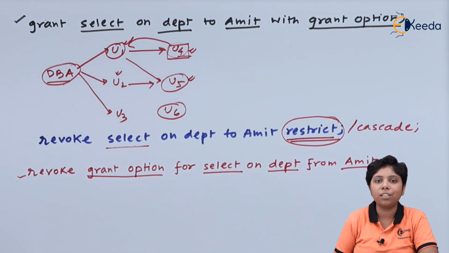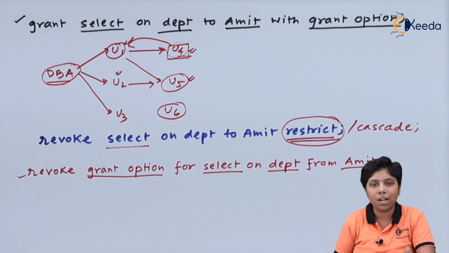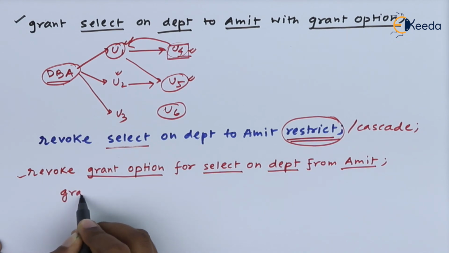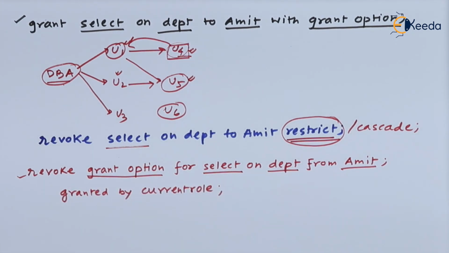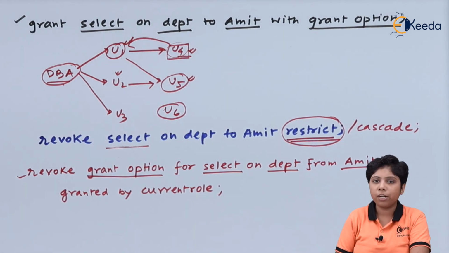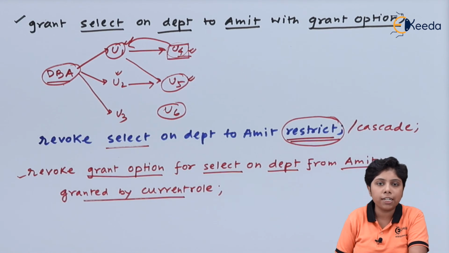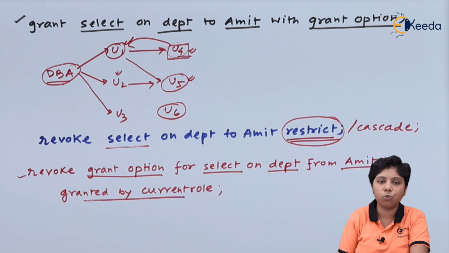And other than that, the last one is that we can also grant by the current role. Current role is the role of the current user, and we use the granted by keyword for this. So if we grant by current role, we mean that the current user has all the privileges through the current role granting. So that is all for authorization in SQL.